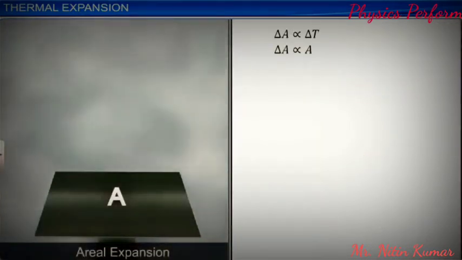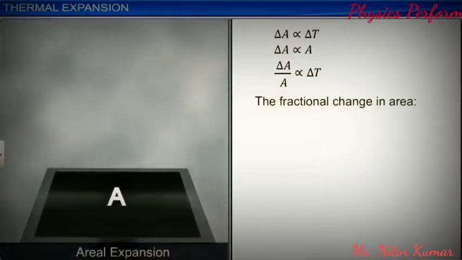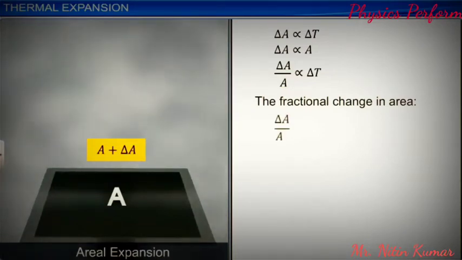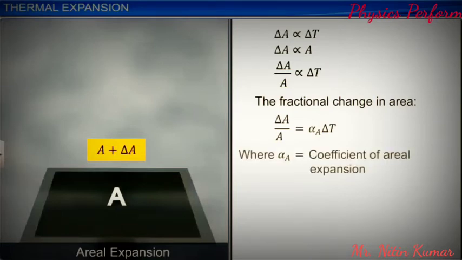Similarly, the fractional change in the area is experimentally found to be directly proportional to the change in the temperature. That is, the fractional change in the area, delta A by A, is equal to alpha A into delta T, where alpha A is the coefficient of areal expansion.